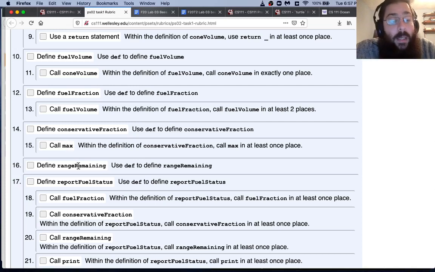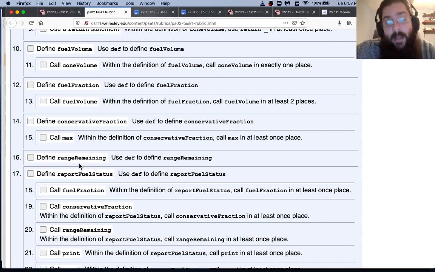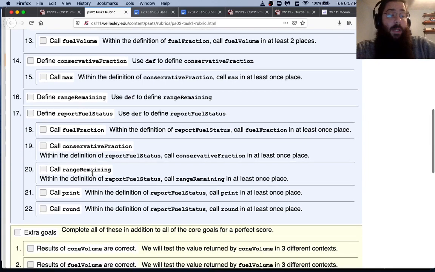All right, next core goal, you have to define range remaining. We have no requirements for what you have to do inside of range remaining, although, as I already said, the results have to be correct. All right. Last and most complicated core goal, you have to define report fuel status. This has a couple of different things you have to check off within it.